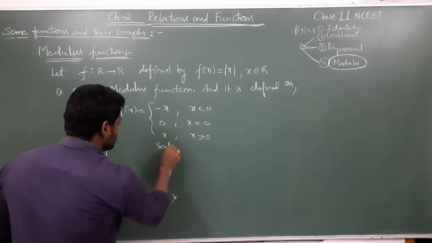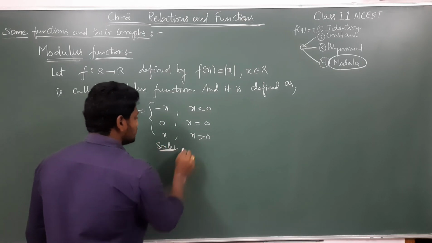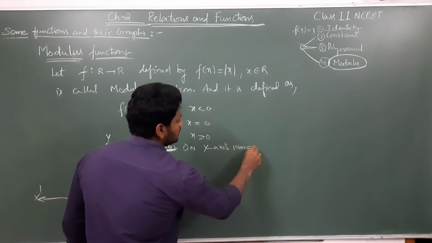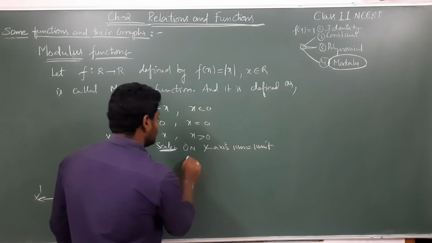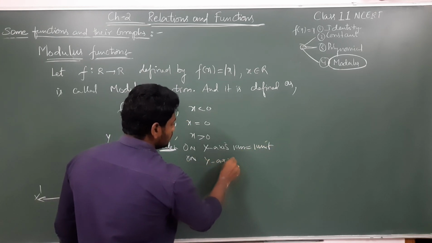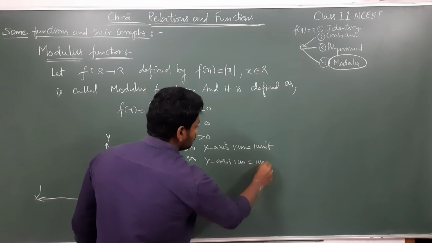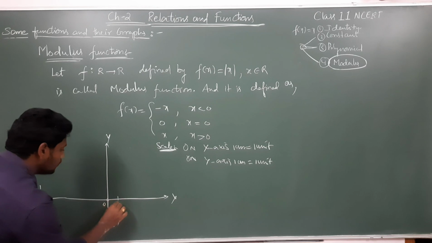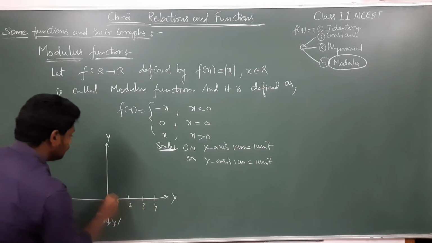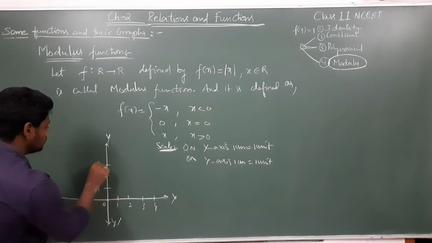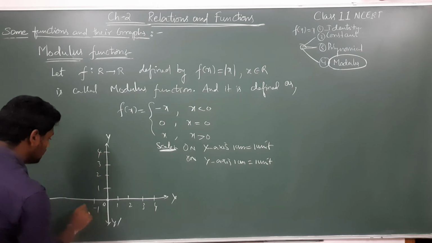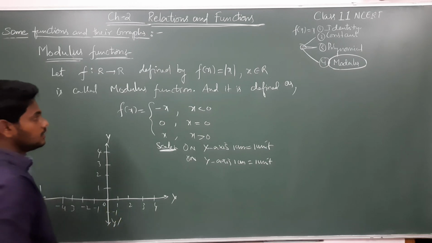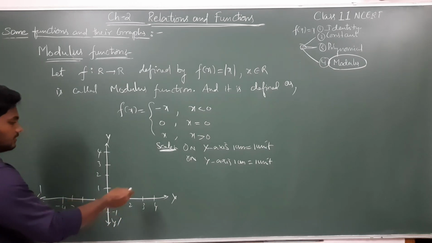Scale is compulsory. I write the scale: on the x axis 1 centimeter is equal to 1 unit. On the y axis also 1 centimeter is equal to 1 unit. So the readings will be 1, 2, 3, 4 here, and here minus 1, minus 2, minus 3, minus 4.